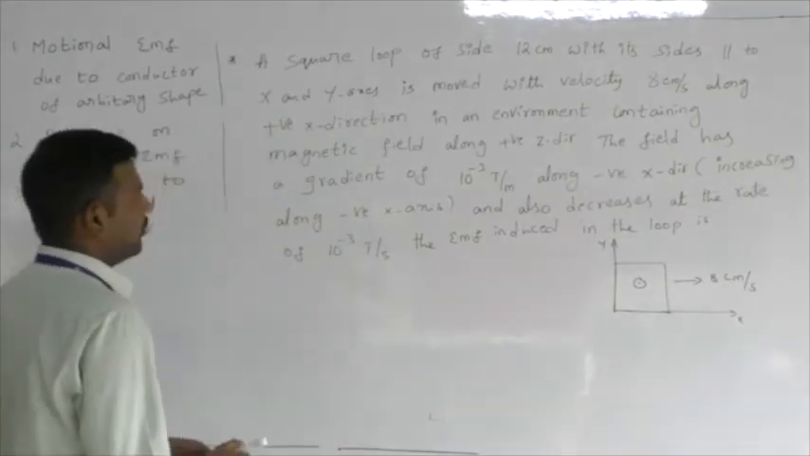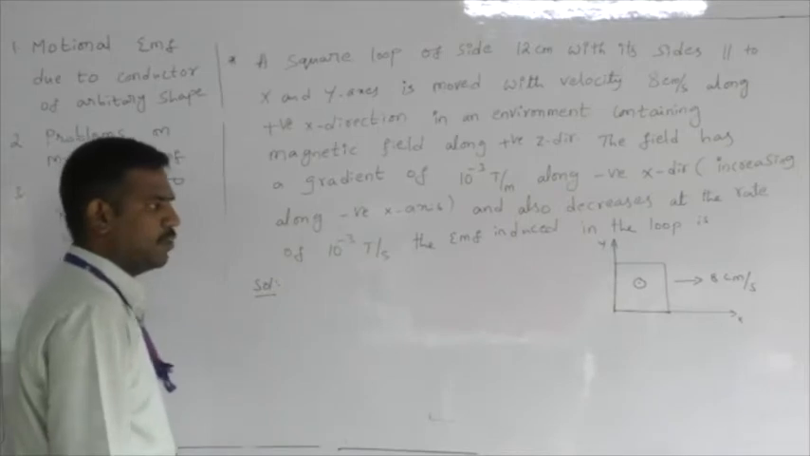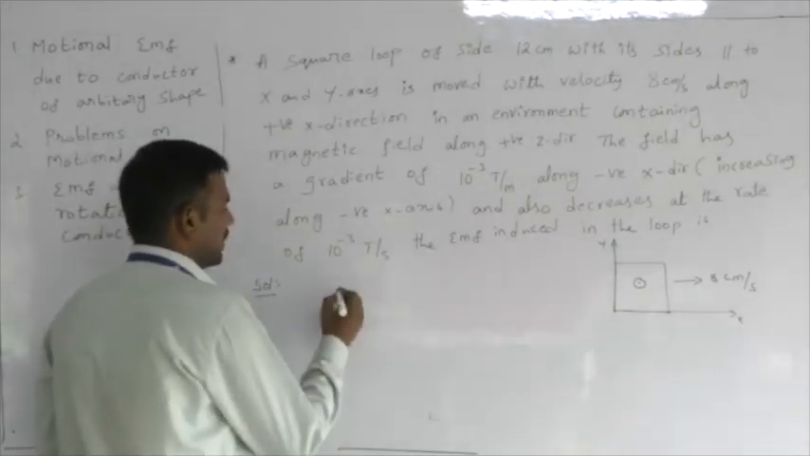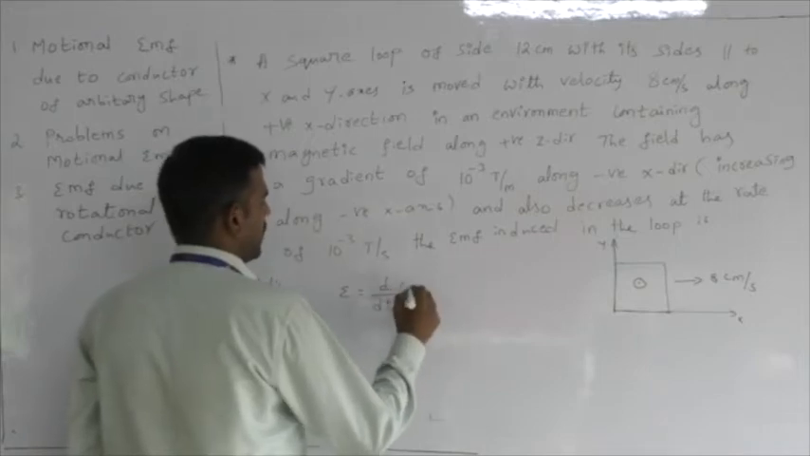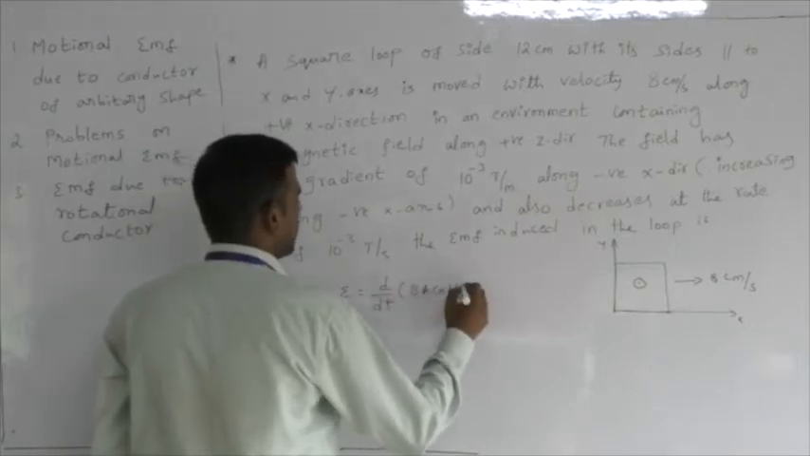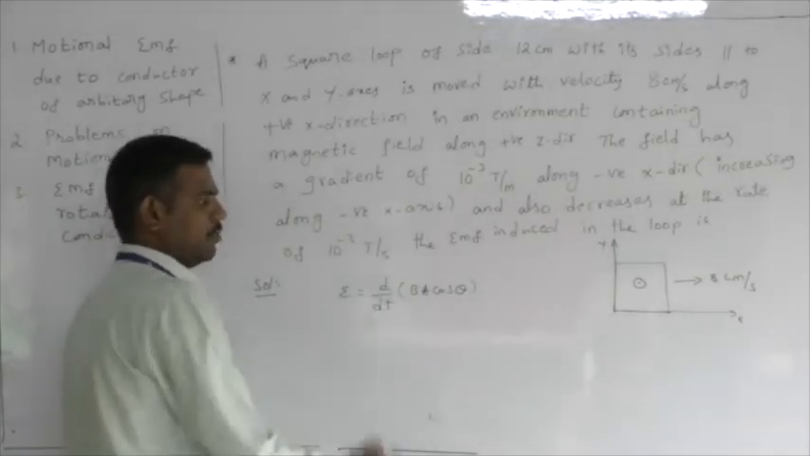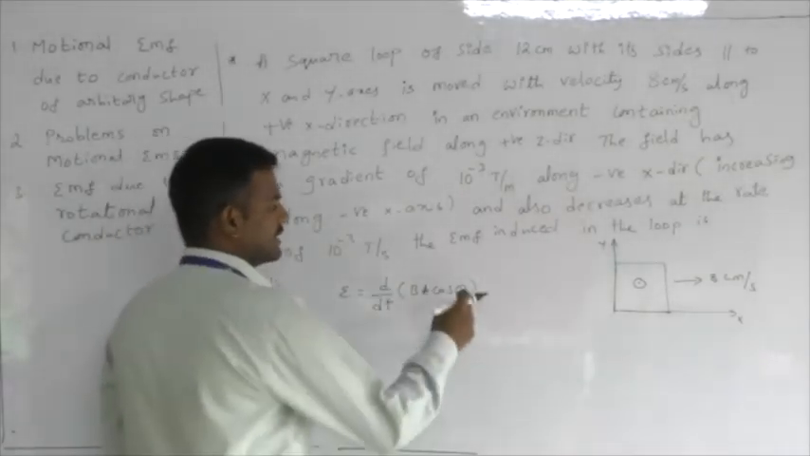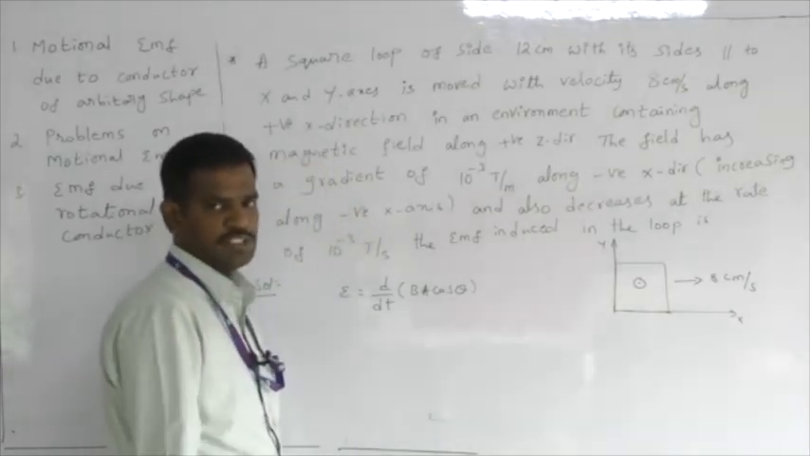Okay, now let us start the problem with the already known formula. What is that? The magnitude of induced EMF is nothing but d by dt of BA cos theta. This is the very well known formula, and at first glance you will get this formula in your mind. Here, what is theta? The area vector and magnetic field are both parallel to each other, so cos 0 equals 1.